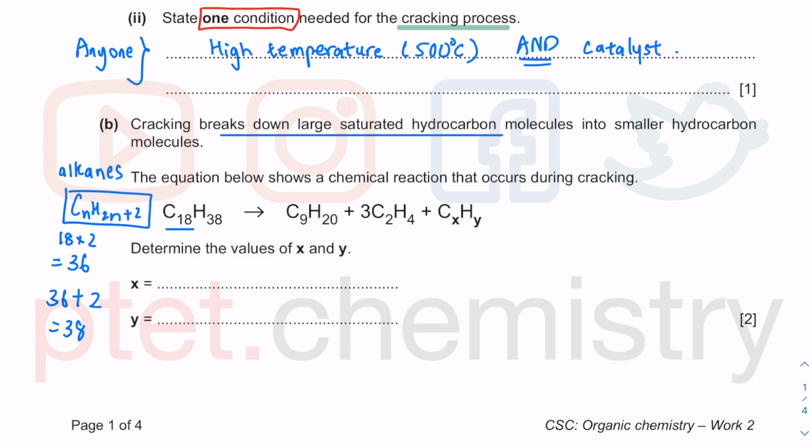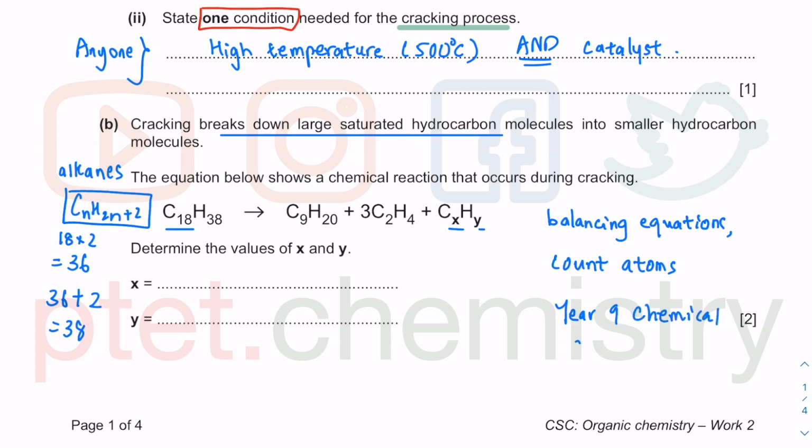Now, what is the value of x and y? This is part of balancing equation, counting the atoms. These are part of year 9 chemical formula and also equation. So those are all year 9 topics. Whatever that you had learned from year 9, everything comes together now.